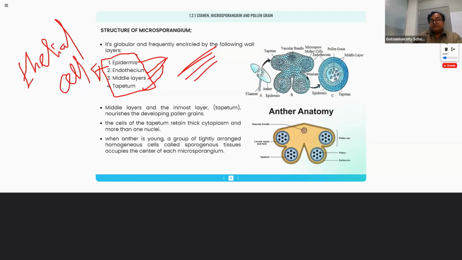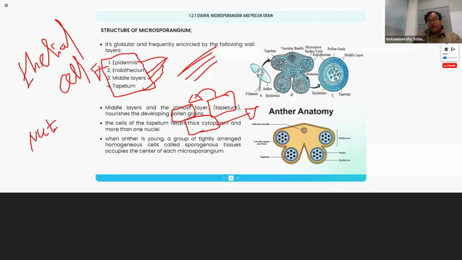So these four layers are part of the anther, which is the protective layer. What does it do exactly? The innermost tapetum nourishes the pollen grain. The pollen grain is also called microspore. If you're talking about the cytoplasm, which is very thick, for each and every word a hidden meaning is there. Thick cytoplasm. Why is it called thick cytoplasm? Because it has nutrients in it. That is why it is thick.